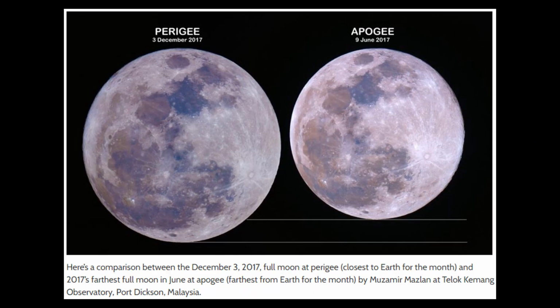Now here is a comparison of the moon at its closest and farthest away point. This was from an observatory in Malaysia. So it's about 14% bigger when it is closer.